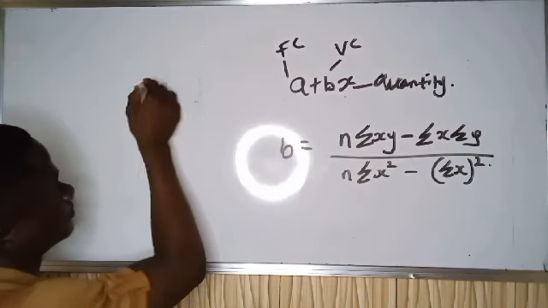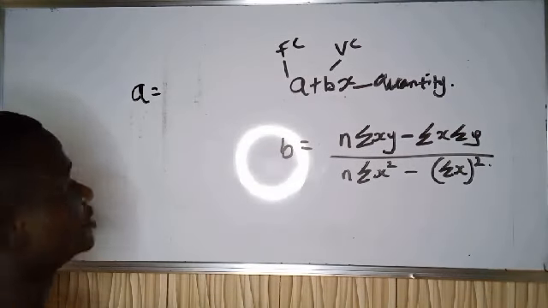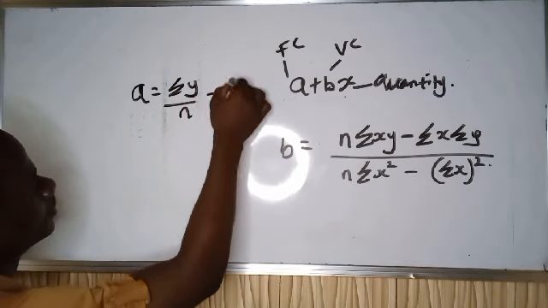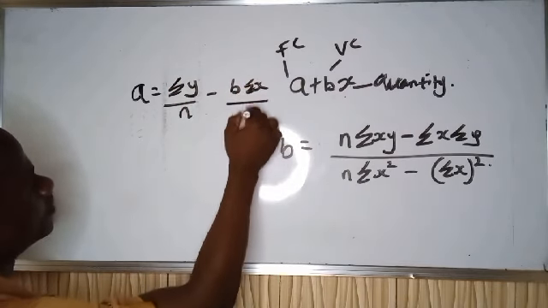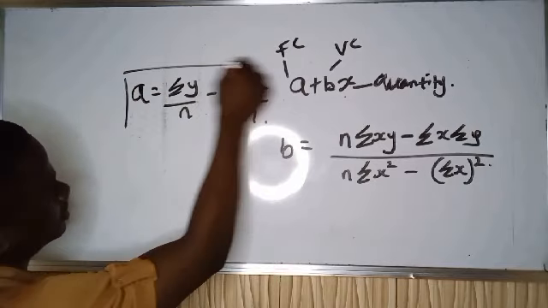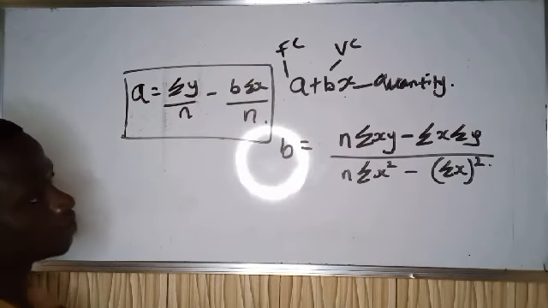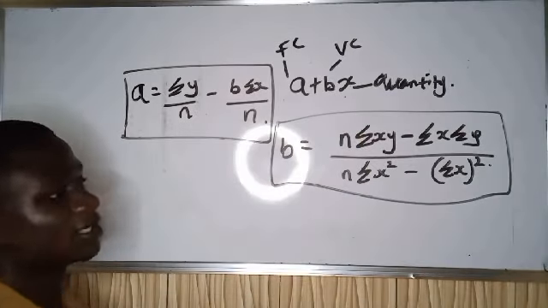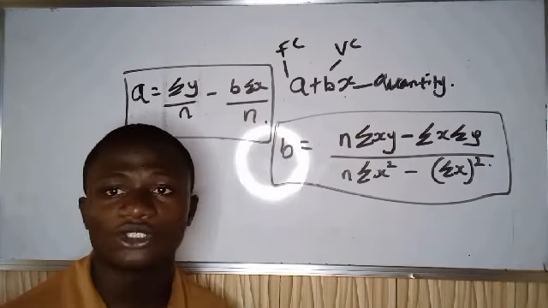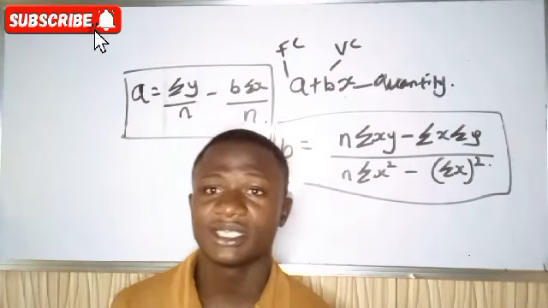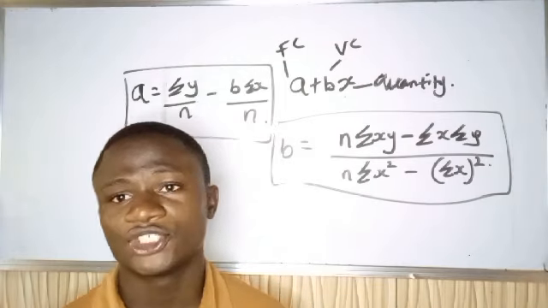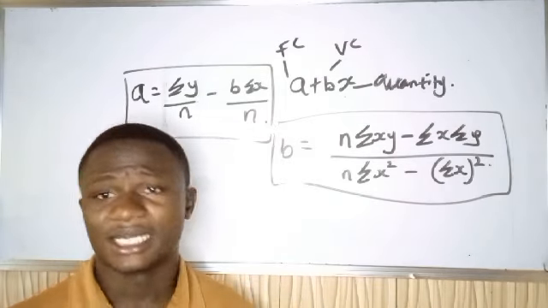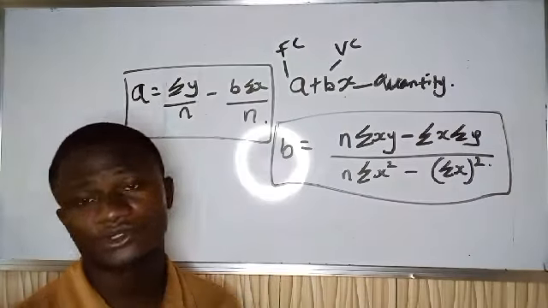So what about a? The formula for getting your a is simply summation y over n, minus b times summation x over n. So this is the formula for getting your a, and on the other hand, that is the formula for getting your b. So all you need to do is get yourself familiarized with these formulas, and you are good to go if you are asked questions on it. So let's take a question together and look at how we can solve questions using these two formulas.